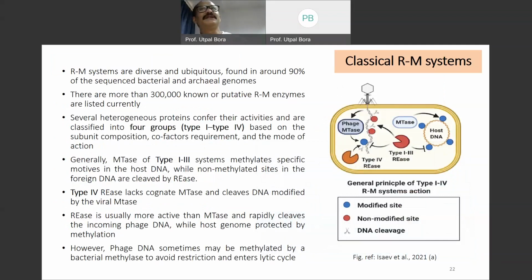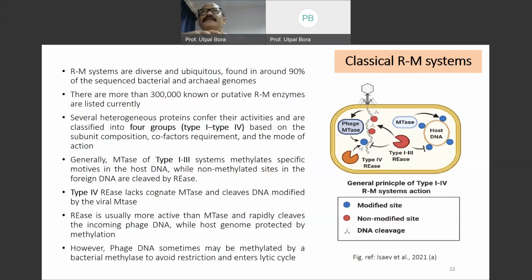These systems are actually diverse and found everywhere. In around 90% of the sequenced bacterial and archaeal genomes, you find RM systems, which they have developed over millions of years against the invading phage molecules. There is some kind of scientific debate whether the virus which invades archaeal genomes should be called a bacteriophage. Let us avoid that discussion at this point of time, but let us keep in mind that apart from bacteria, archaeal genomes also have this kind of systems. So there are more than 300,000 known or putative restriction modification enzymes currently listed. So it's a big number.